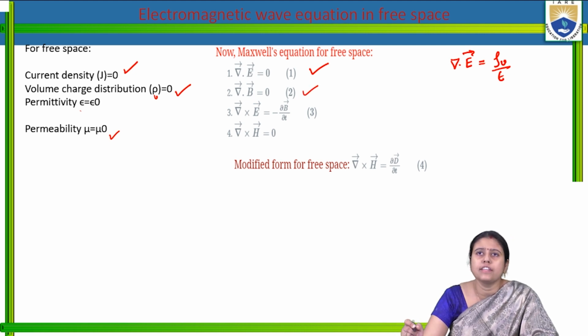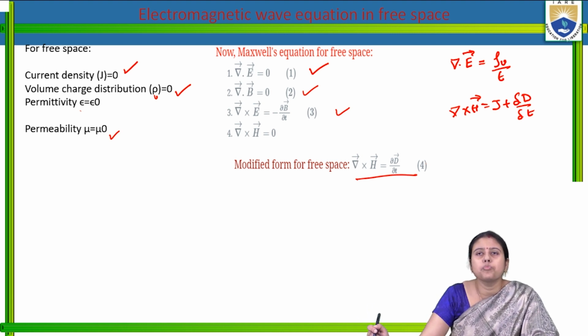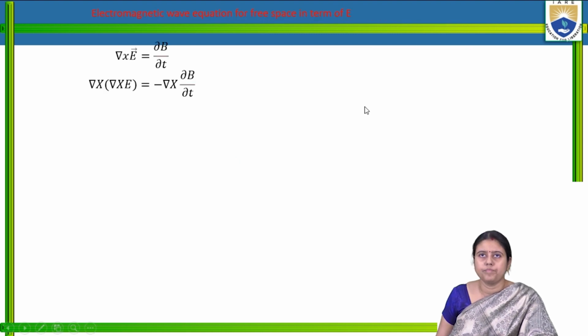Maxwell's third equation tells about the time varying electromagnetic field: grad cross E is equal to minus del B by del T. And Maxwell's fourth equation: grad cross H is equal to J plus del D by del T. Actually, grad cross H is equal to conductor current density plus displacement current density. As conductor current density is equal to 0, we get grad cross H is equal to del D by del T. Using these 4 equations, we will prove the electromagnetic wave equation in free space.